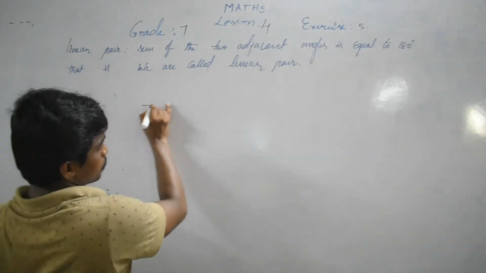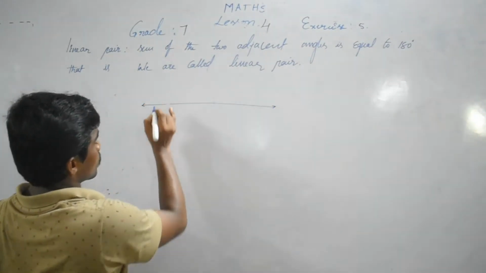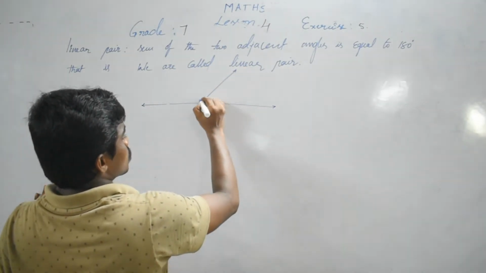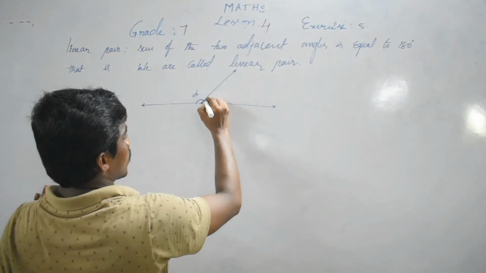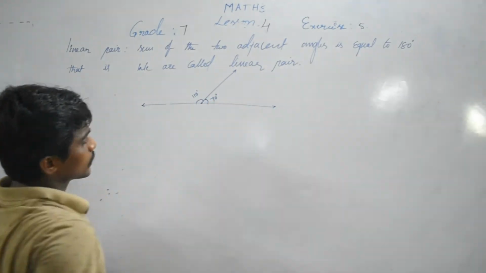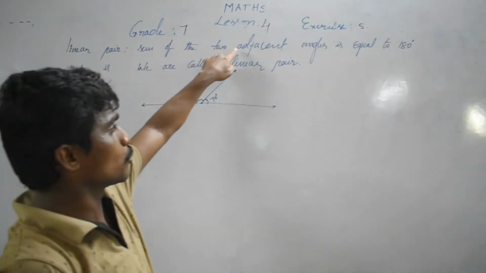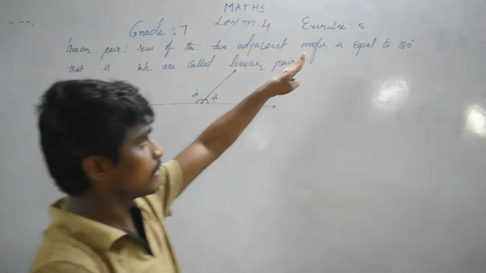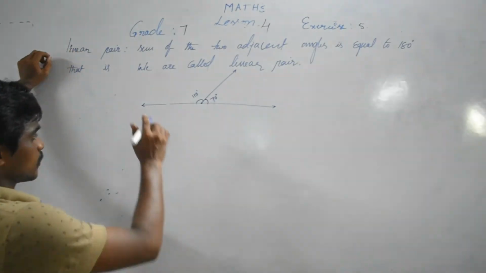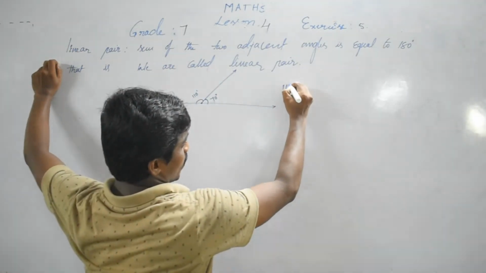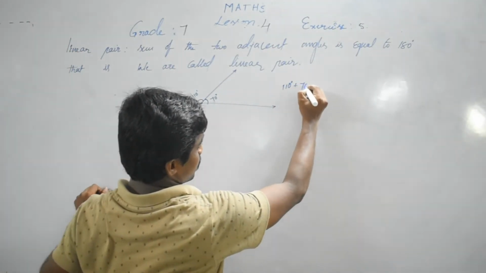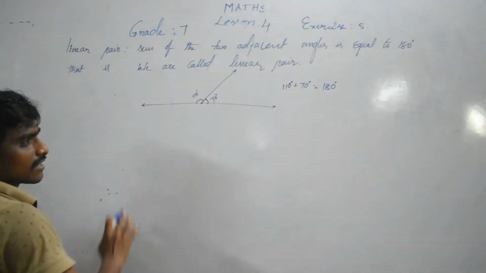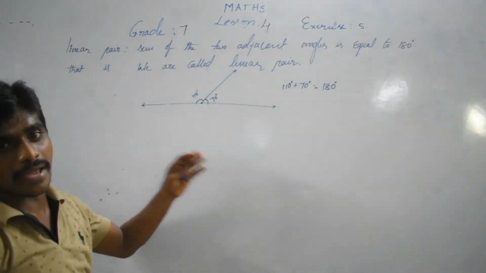Here see, 110 and 70. So the sum of the two adjacent angles is equal to 180 degrees. Now 110 plus 70 is 180 degrees. So these two angles we call linear pair angles.